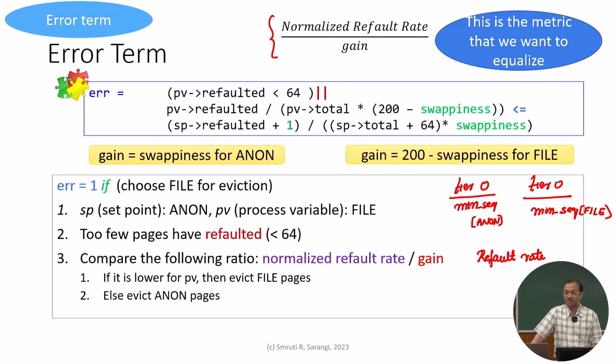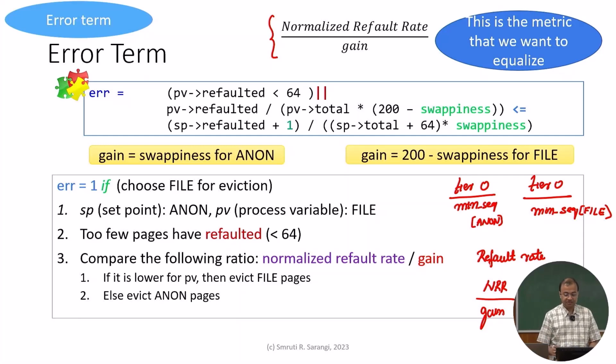So let me call this a normalized refault rate. I will take this number and divide it by what is called the gain. The gain is an interesting concept. The gain represents my desire to evict a certain kind of page. Let us say that I have configured the kernel in such a way that I want to evict anon pages, and I want to give preference to file pages. That is just my desire as a kernel builder. So I will set the gain of anon to very high, and set the gain of file to low if I want to evict anon. If I want to evict file, I'll set the gain of file to very high.